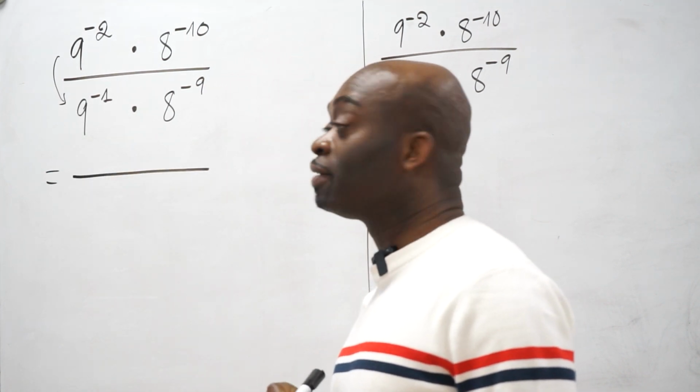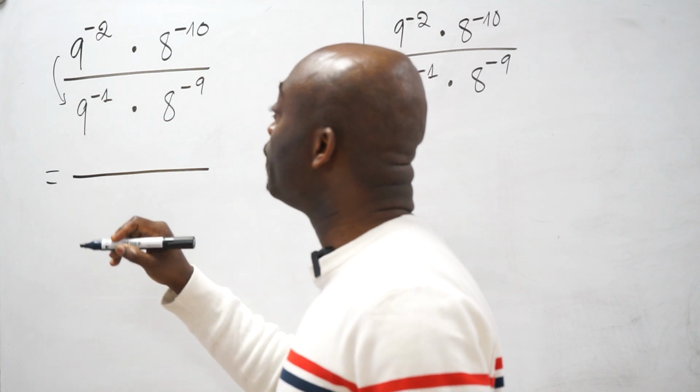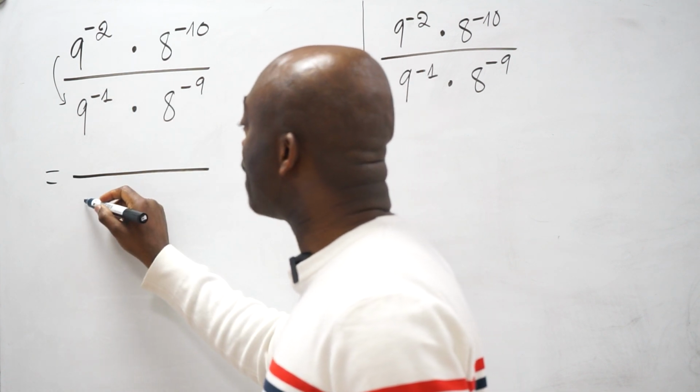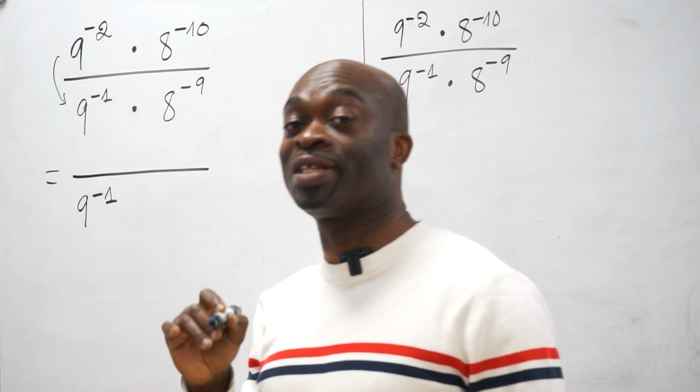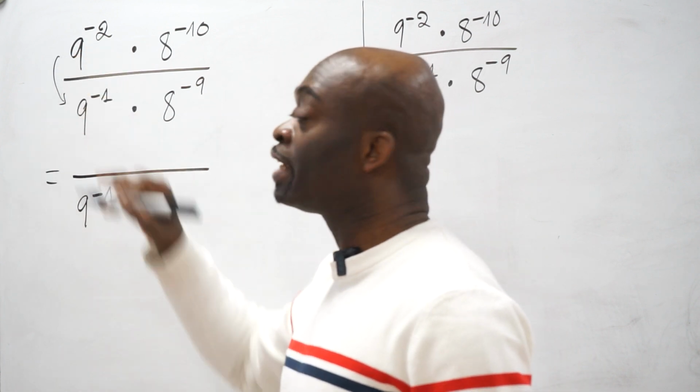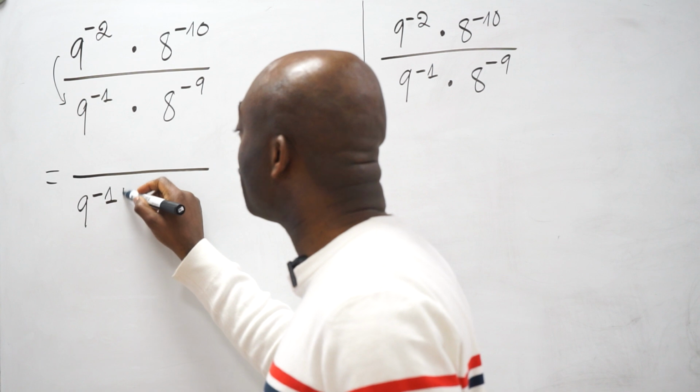So I have my bar over here, the division bar. So that means I'm having 9. The negative 1 did not move, so it stays negative 1. But because the negative 2 moved, it becomes what? Positive 2.